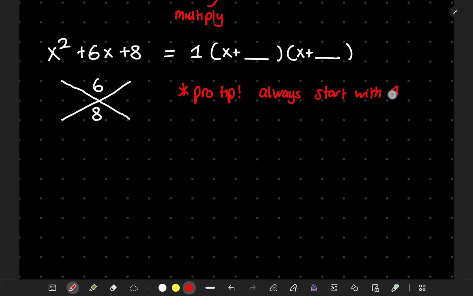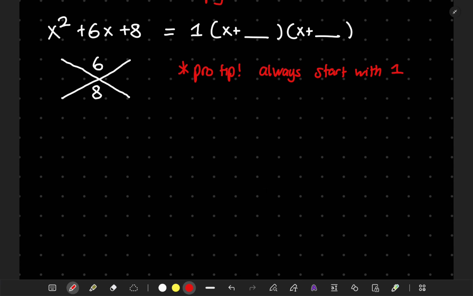Because we know that any number times 1 is itself. So let's get that straight. I know that 1 times 8 gives me 8. Now I have to ask myself, are there any other numbers that can multiply out to 8? And the answer to that is, of course. We have 2 times 4, also giving me 8.